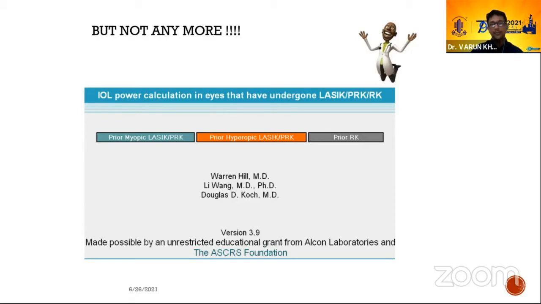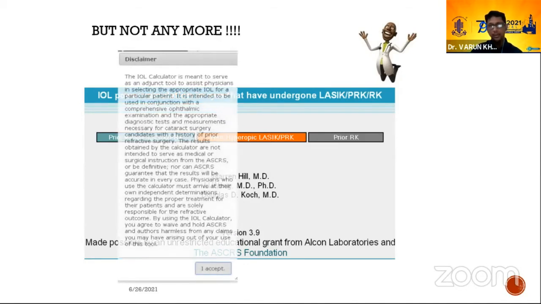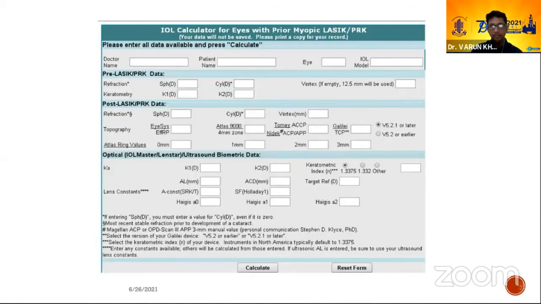But now, like already mentioned, we have the online calculators. The one that I generally use is the ASCRS calculator. Again, how to get into it, everyone has already enumerated. I'll just go into a little bit of detail.